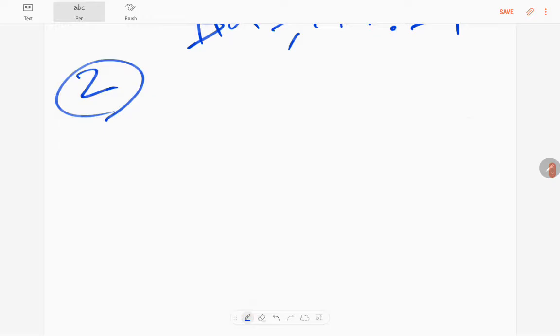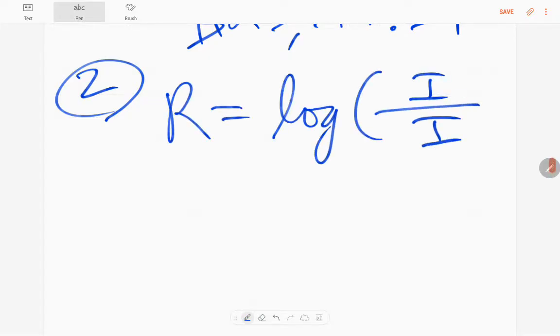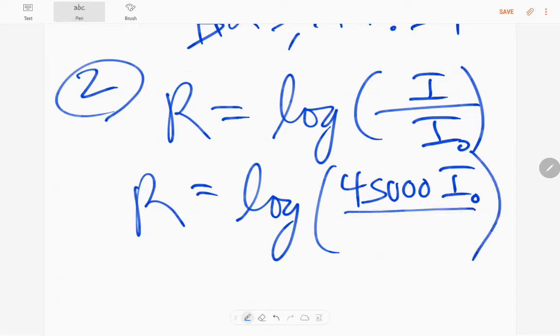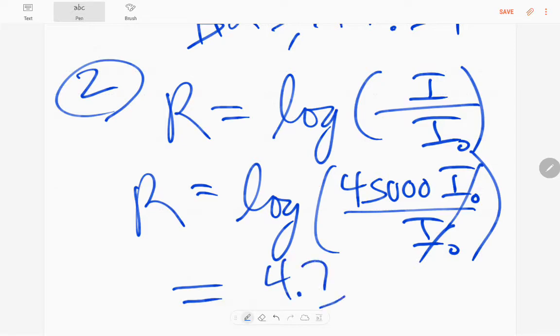If an earthquake has intensity 45,000 times I0, what is the magnitude of the earthquake? So here is the magnitude of the earthquake. This is the definition. I is the intensity of the earthquake. I0 is the intensity of a very small earthquake. But this particular earthquake has an intensity 45,000 times I0, so you just have to replace that I with 45,000 I0. Notice your I0s cancel, so just plug the rest into a calculator. That's a common log, by the way. And I get 4.7 to the nearest tenth.